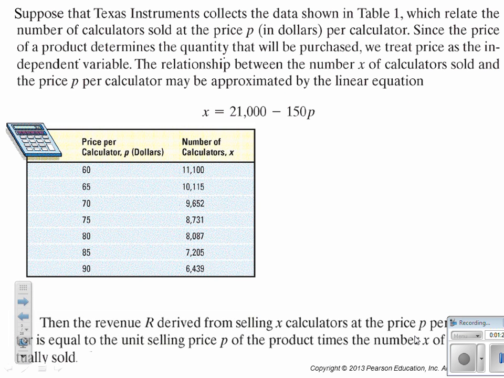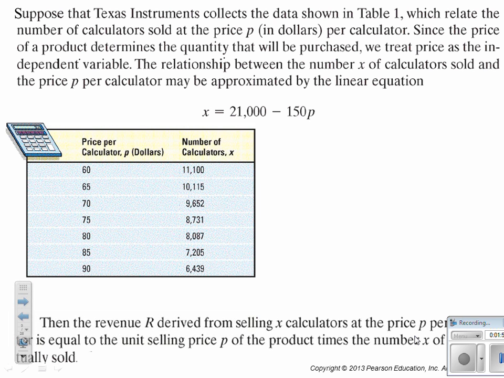Okay, so let's apply some quadratics to our life here. Suppose that Texas Instruments collects the data shown in Table 1, which relate the number of calculators sold at the price P in dollars per calculator. Since the price of a product determines the quantity that will be purchased, right? If something's mega expensive, people won't buy as much of it. And if it's not very good quality and really cheap, they won't buy very much of those either.